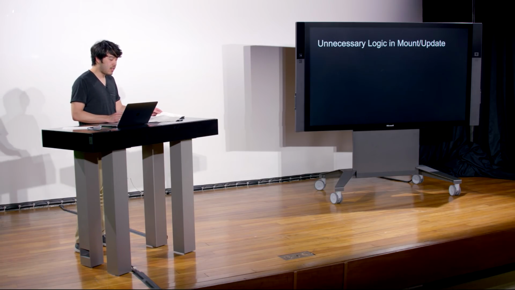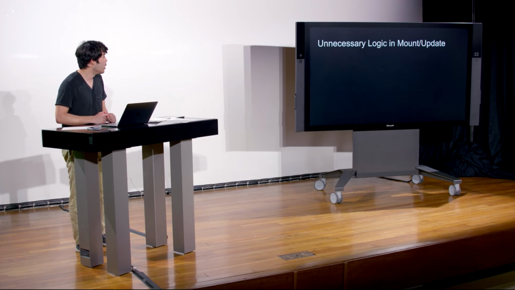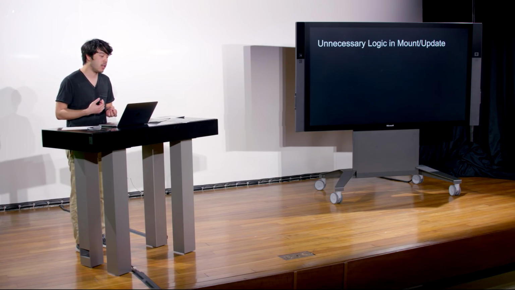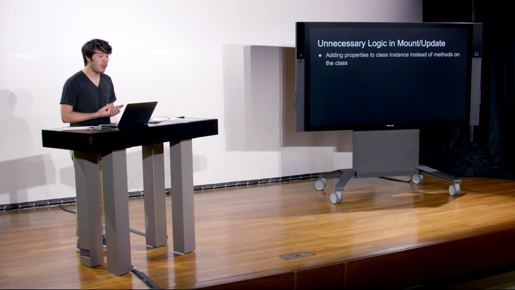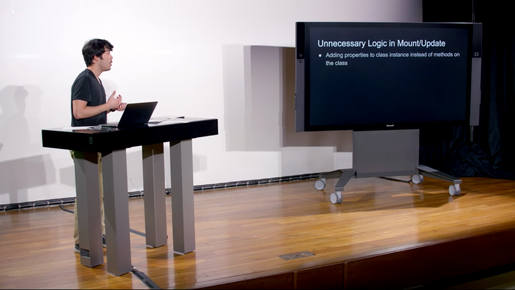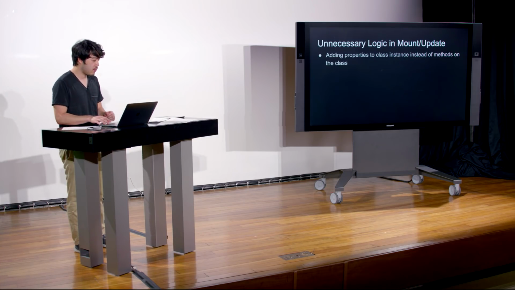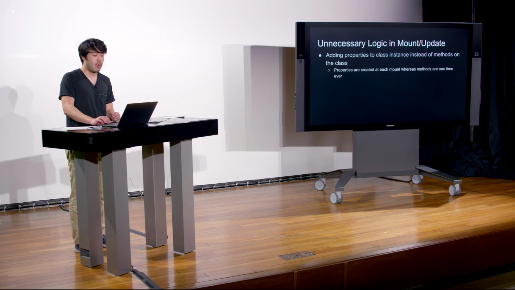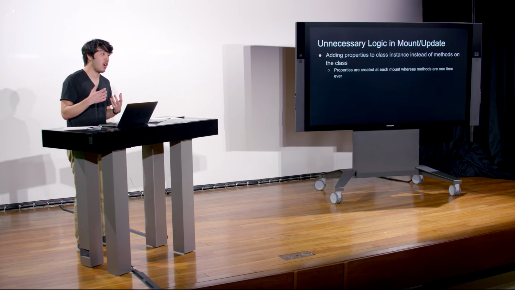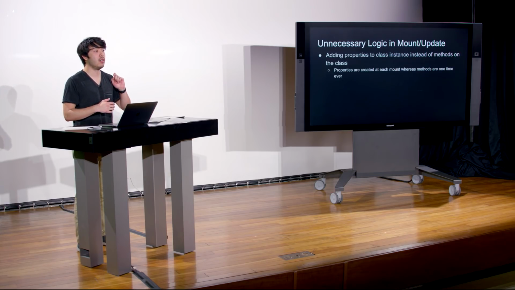So let's look at the last very common error that I see, which is unnecessary logic in a mount or an update. So this one is a lot more subtle than the others. But adding class properties to an instance, so adding properties to that particular instance of a class, instead of methods on the class. And why is this bad? Well, properties are created at every single mount, whereas methods are created just once ever.